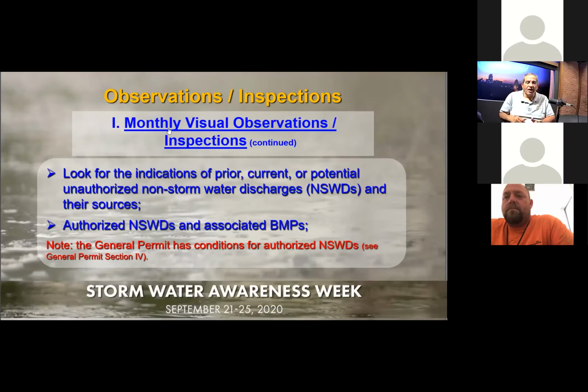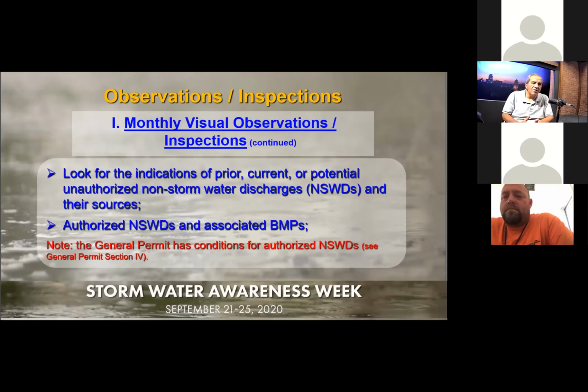For example, irrigation is a type of authorized non-stormwater discharge as long as you use pesticides, herbicides, and fertilizers in conjunction with manufacturer specification. Okay, but if it's authorized, you still want to limit it. You still want to minimize it. The general permit has conditions for authorized non-stormwater discharges. One of the big ones is try to limit the amount leaving. So even though it's authorized, they still don't want you to let water flow if you can avoid it.